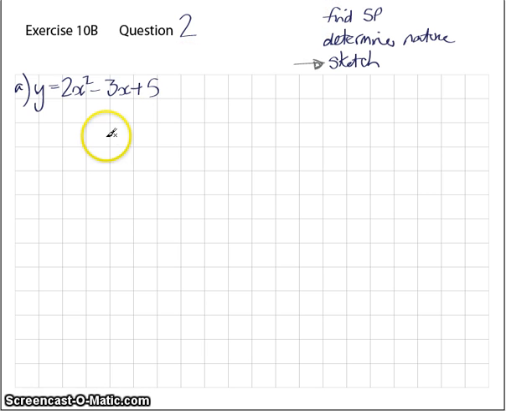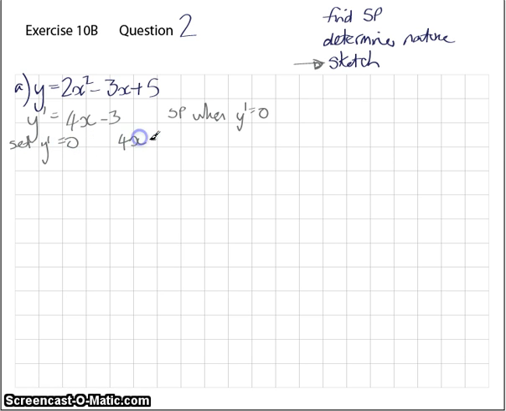The first part of the question actually says to find the stationary points, but before that we actually need to find the derivative. So I'll find the derivative by using the power rule term by term. We get 4x minus 3. I know that the stationary points will occur when the derivative is equal to 0, so I'm going to set this equal to 0 and then solve.